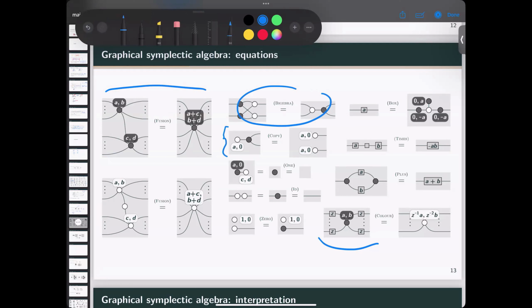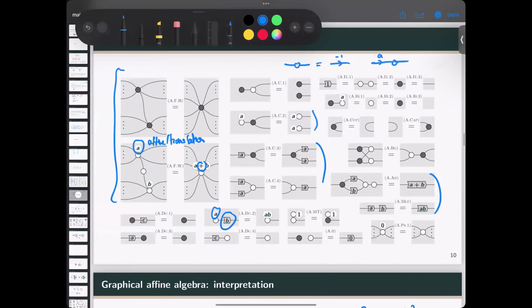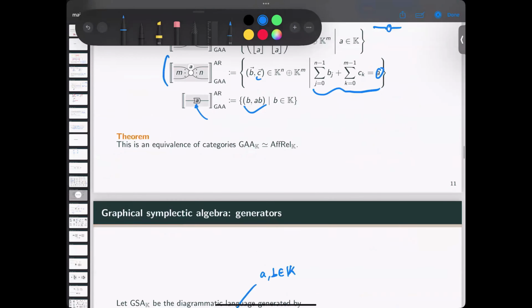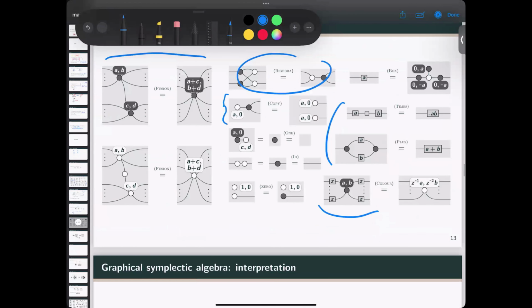Maybe the more surprising rules are these rules, times and plus. If you're familiar with the ZH calculus, then these are quite natural things to see. They're really just the generalization of the rules we had up here for adding and multiplying multipliers, only now we re-expressed them in terms of boxes instead, because I think boxes are, in general, nicer generators to work with.